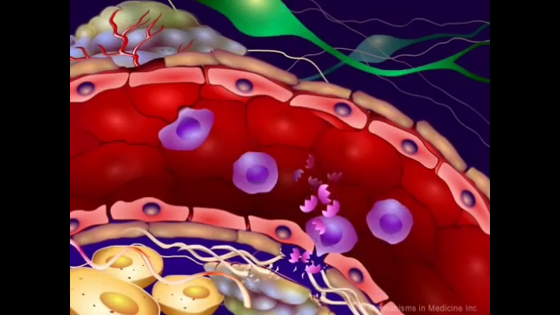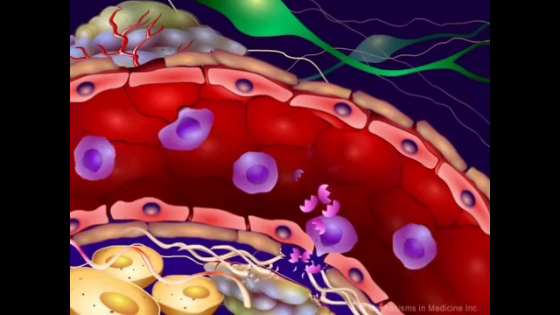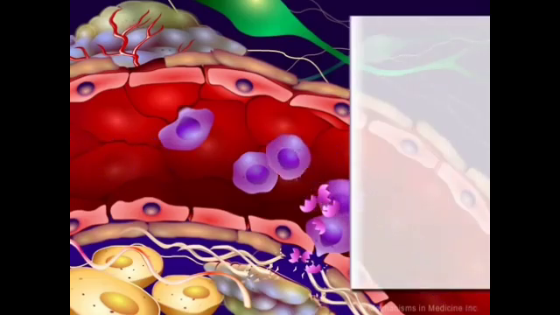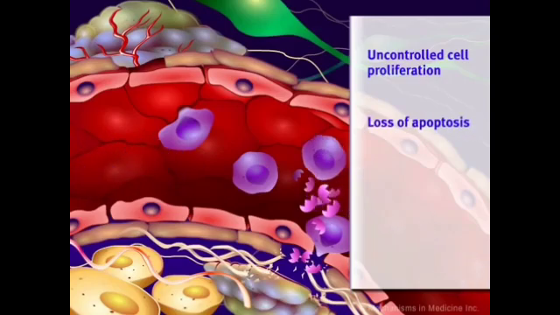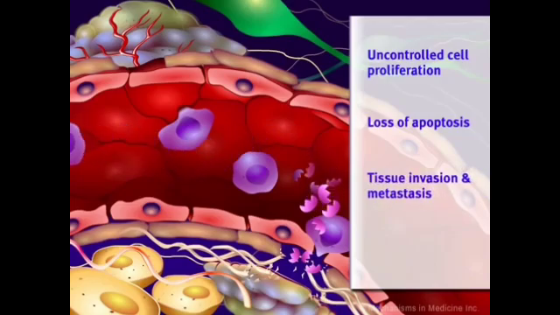In this presentation, we will discuss selected characteristics common to many cancers. Abnormal signal transduction resulting in uncontrolled cell proliferation. Loss of apoptosis or programmed cell death. Tissue invasion and metastasis, permitting spread of the cancer. And angiogenesis, leading to enhanced blood supply of tumors.